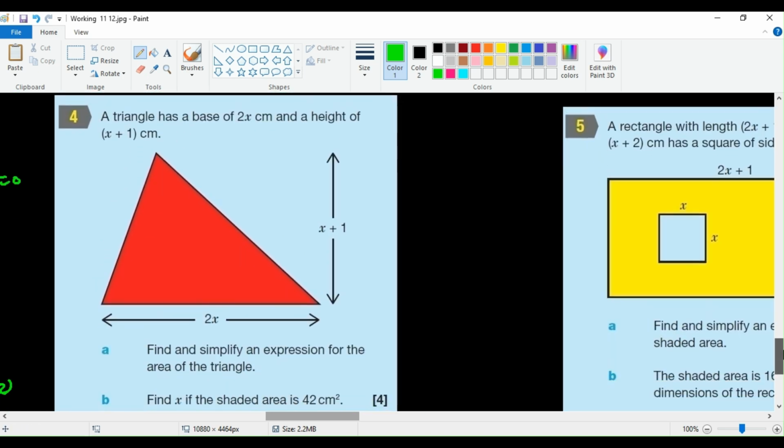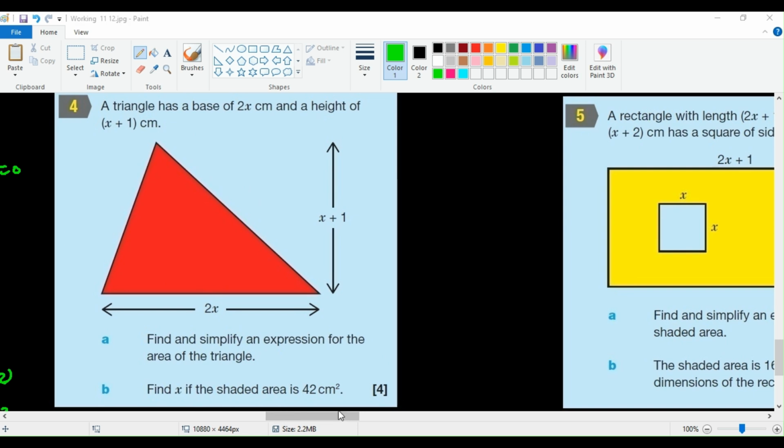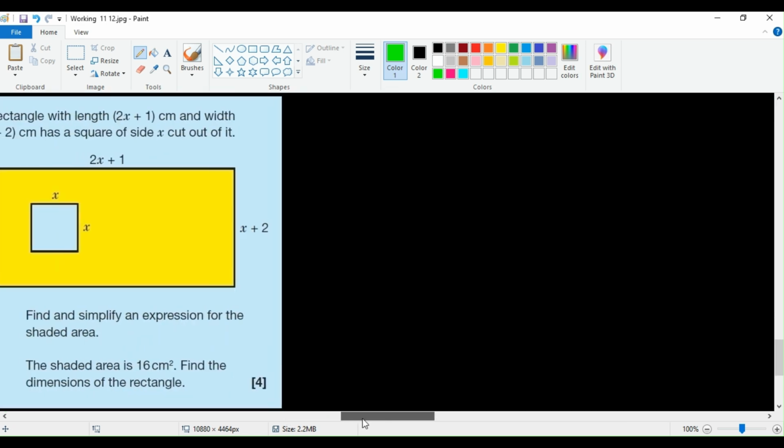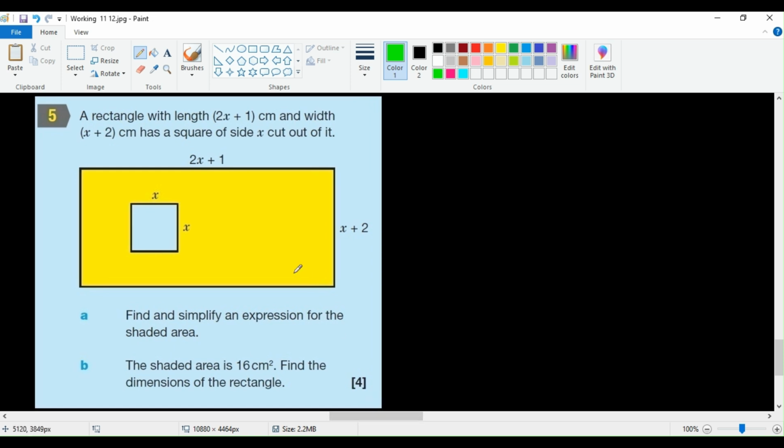Now comes question number 5, which is the last, I guess. Yes. The rectangle with length 2x plus 1 centimeters and width x plus 2 centimeters has a square of side x cut out of it. So first we need to find and simplify the expression for the shaded area. Shaded area means that 2x plus 1 is going to be multiplied by x plus 2, which is the area of the outer region, minus x squared, which is the inner square.